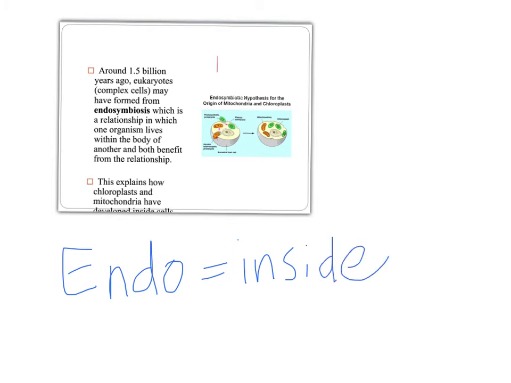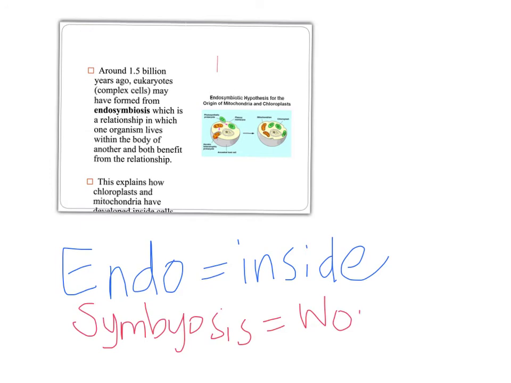When you see the word symbiosis, I want you to think work together. So on your notes where it says in your own words what is endosymbiosis, I want you to write endo equals inside, symbiosis equals work together. So basically one cell took in another cell, and that is how we got eukaryotes.